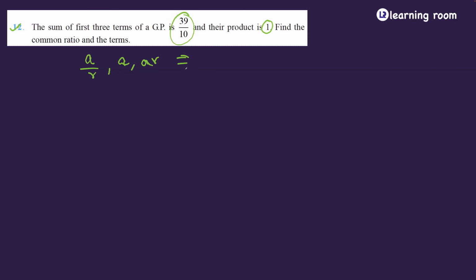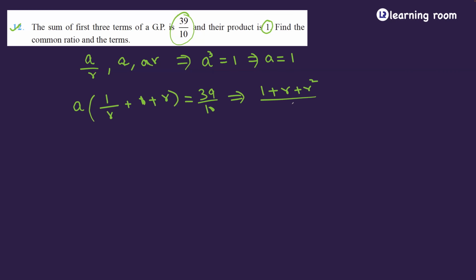When you multiply everything, you're going to get A cube, but A cube is equal to 1. So A is how much? A is 1. And what is the sum of the first three terms? If I take out A outside, 1 by R plus 1 plus R is equal to 39 by 10. But what is the value of A? It is 1. Just put it there. Then you will have 1 plus R square, the whole divided by R, is equal to 39 by 10. Make sense?